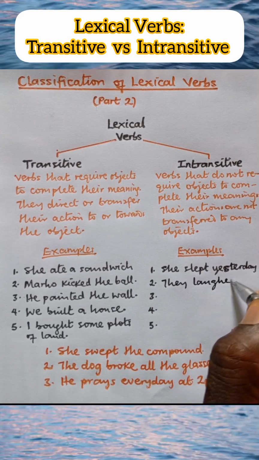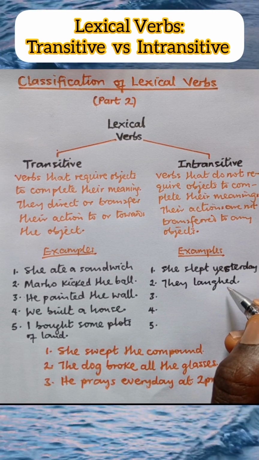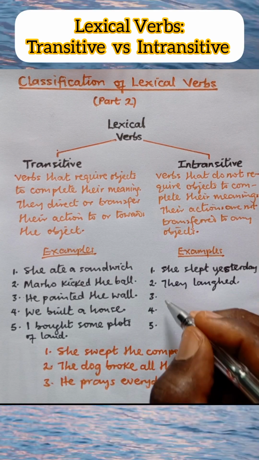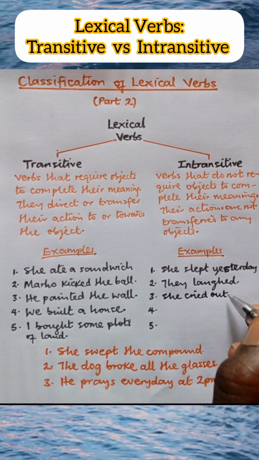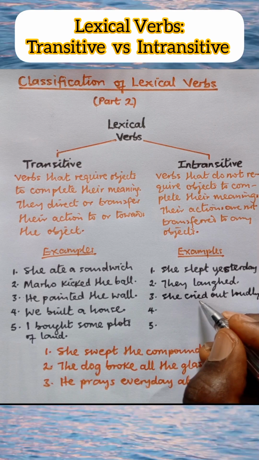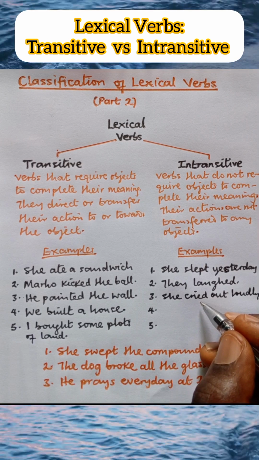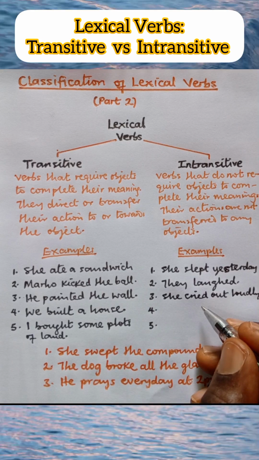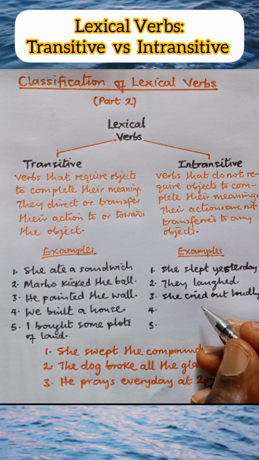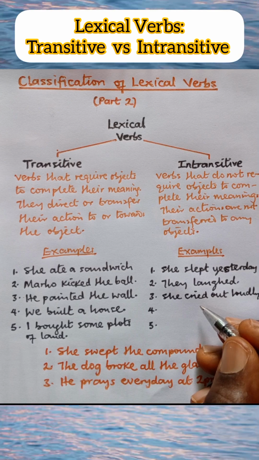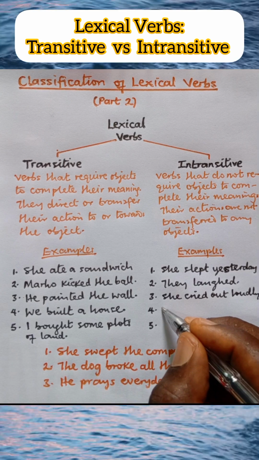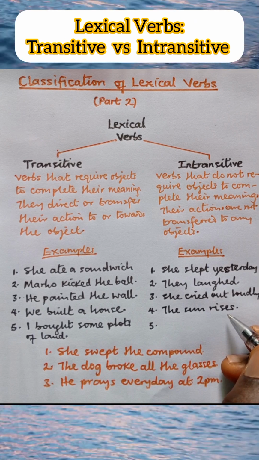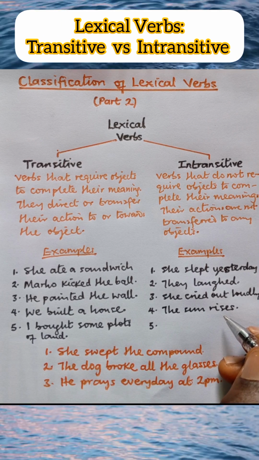Number 2, they laughed. The verb laughed doesn't have and does not require an object. Number 3, she cried out loudly. Cry doesn't have and doesn't require an object. Out loudly are simply adverbs that modify cried, but cry doesn't have an object that receives its action. It is an intransitive verb. Number 4, the sun rises. Rises doesn't have and doesn't require an object.